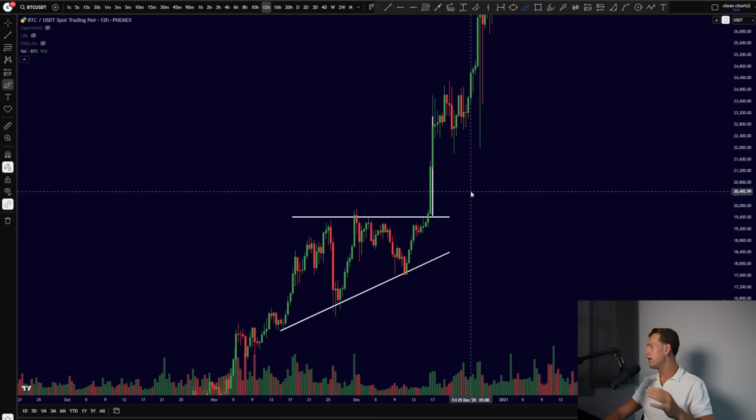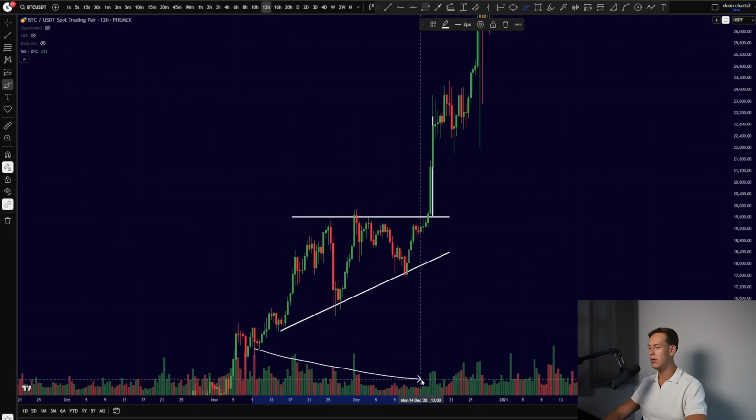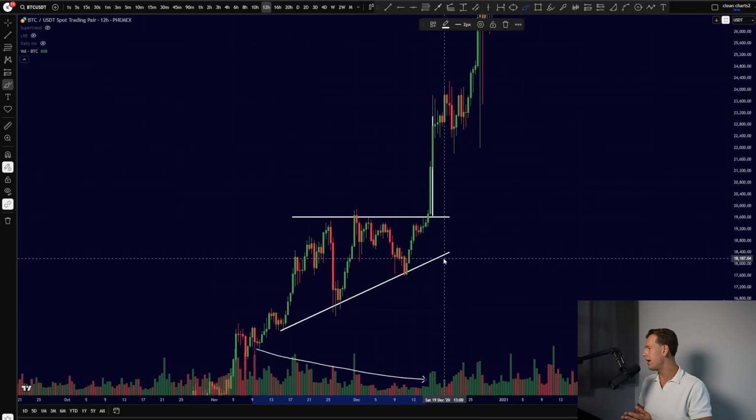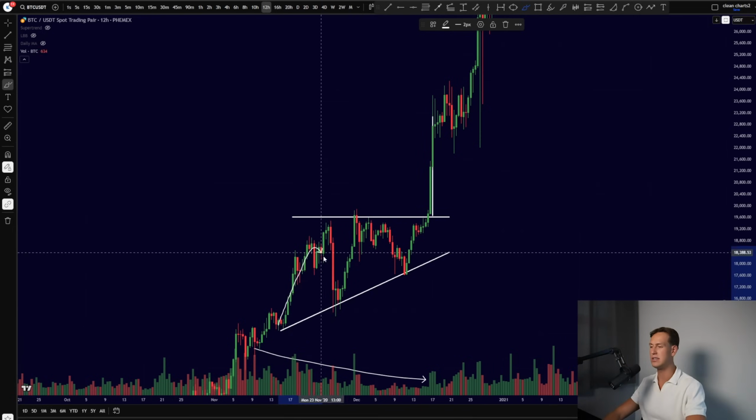Now, pro tip, whenever the volume is dropping, always closely look at the price, because usually we create some kind of a breakout pattern. In this case, an ascending triangle.